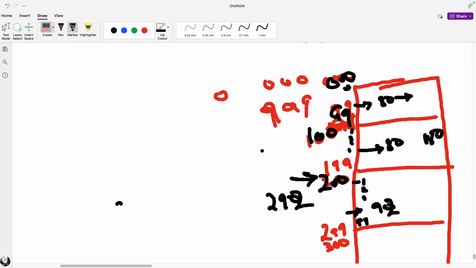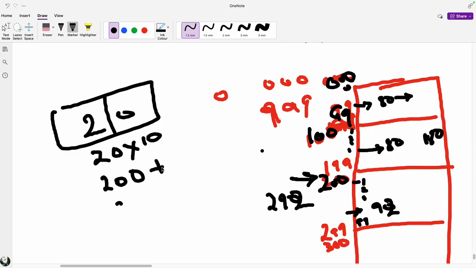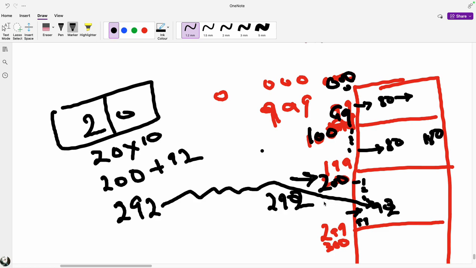Because in the register I will have the base address. The base address right now will be 20. In fact, it is 200. But I calculate that: I will say 20 into 10, that is 200, and plus it with what? Offset, where your instruction is, that is 92. So the total is 292, and that is the address of this memory location.